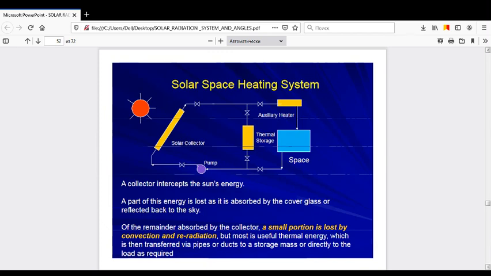Space heating system. In the space heating system, the sun rays come on the solar collector, and then through the auxiliary unit, the auxiliary heater and thermal storage, the space is heated. A collector intercepts the sun energy. A part of the energy is lost as it is absorbed by the cover glass or reflected back to the sky. Of the remainder absorbed by the collector, a small portion is lost by convection and re-radiation, but most is useful thermal energy, which is then transferred via pipes or ducts to a storage mass or directly to the load as required.